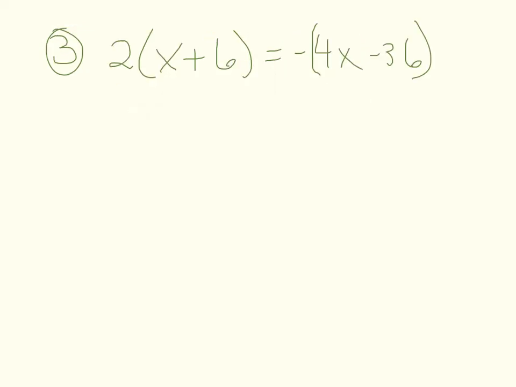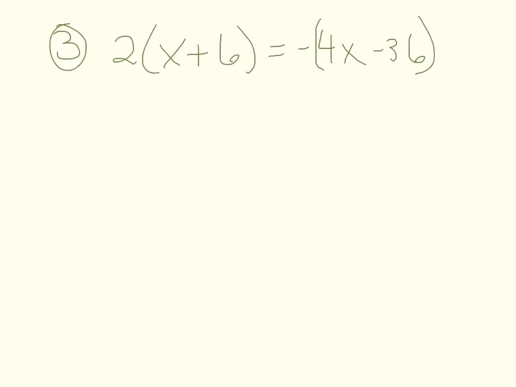All right, let's do it. On the next one, you have 2 sets of parentheses, so we need to distribute for both of them. On the first one, I'm going to take 2 times x, and I get 2x. And then 2 times 6, and I get 12.